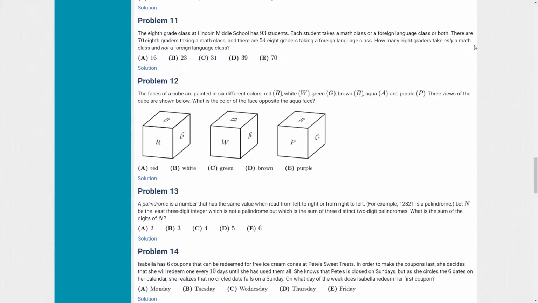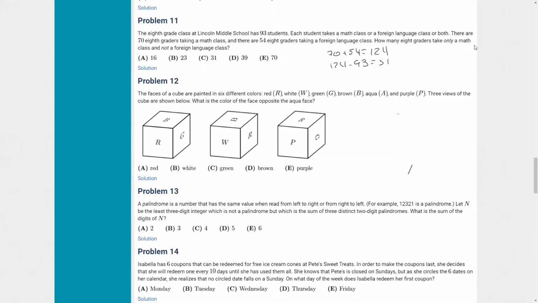So this question can be solved really quickly by summing the number of students in the math class and a foreign language class. So 70 plus 54 is equal to 124. Now, if every student could only take one class, then apparently there should be 124 students. But it tells us that there's 93. So what does that mean? That means the 124 minus 93 students are taking both classes. So that's 31 students taking both.